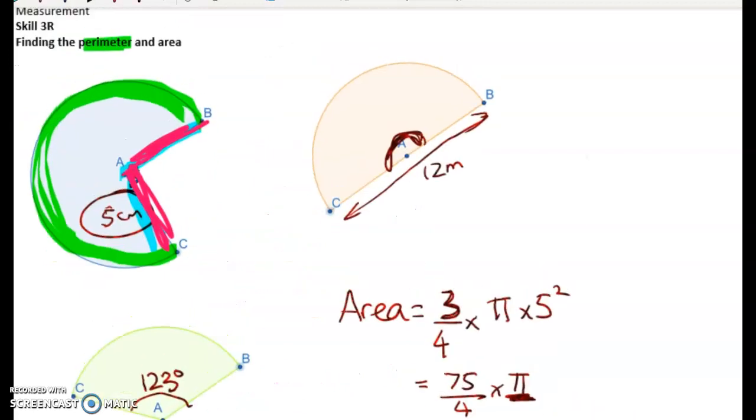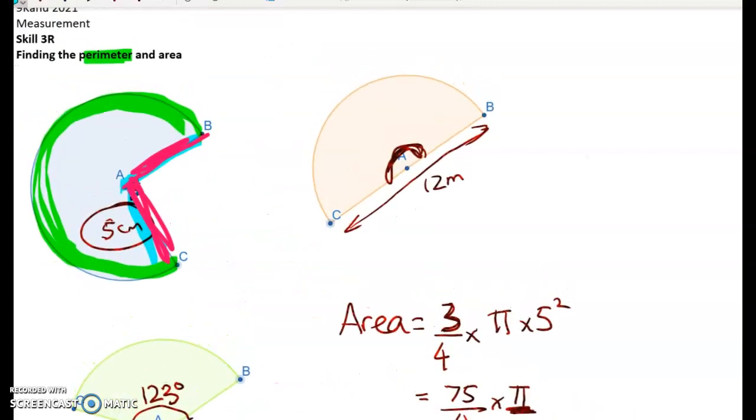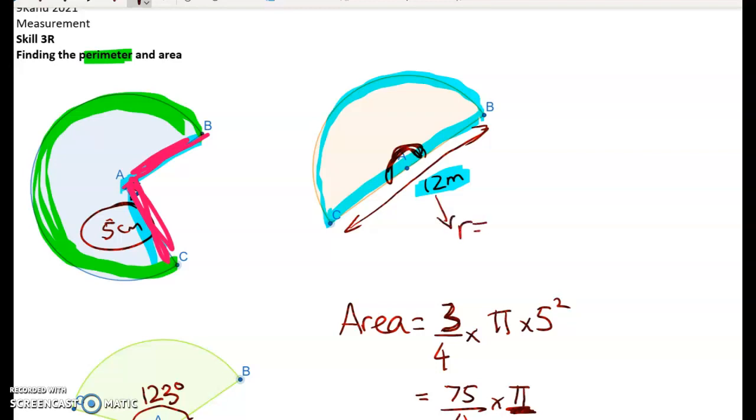So now this next problem should be pretty easy. It's quite similar to that one. The only difference is that I've given you a diameter. So for the area of this, it's going to be half the area of that circle. And we need to have, for the area of a circle, the radius, not the diameter. So r is equal to 6 meters.